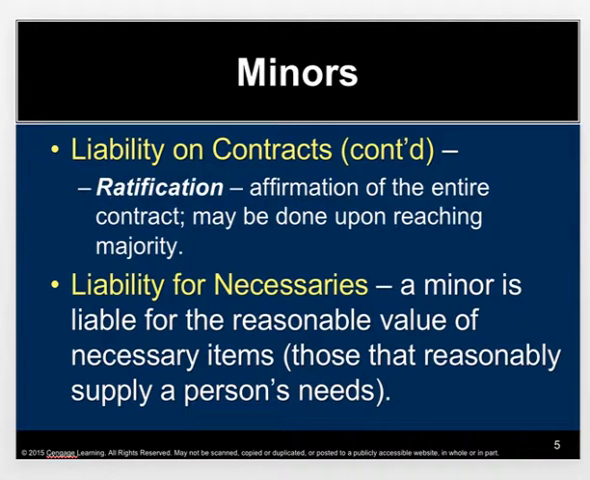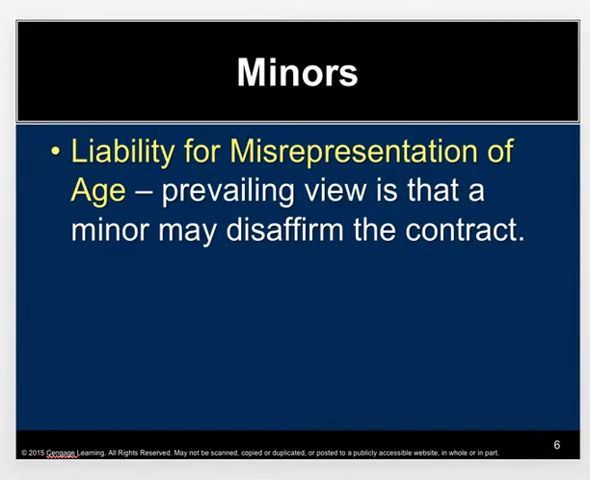A minor is liable for the reasonable value of necessary items, those that reasonably supply a person's needs. So for example, toiletries or clothes or the like. There's an argument that all of those are necessaries, and therefore, even though you enter into a contract with a minor, they're going to be liable for the reasonable value of those necessary items. But that's really the only exception as it pertains to minors.